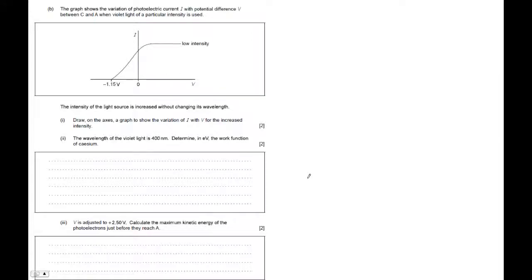So this is a kind of graph we didn't really look at in class, so we just got to scratch our head and think about this, right? Notice that no current flows at 1.15, right? So with the violet light, with this 400 nanometer light that they're using, the 1.15, that must be the cutoff, right? That's the stopping potential.